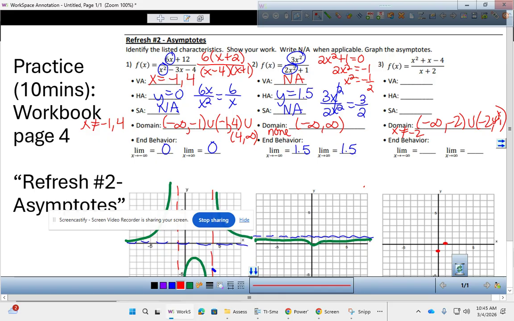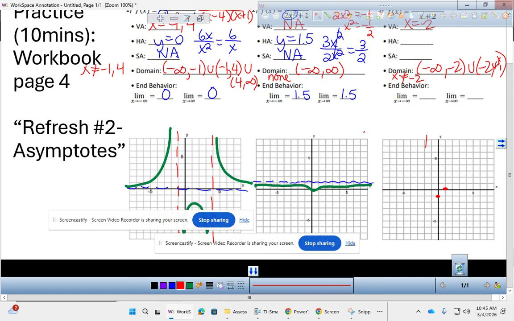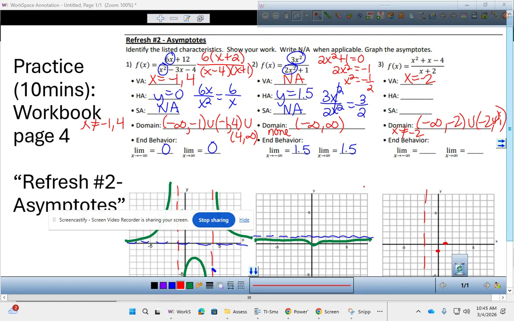Domain and vertical asymptotes are the same. A restriction is a vertical asymptote. So there's a vertical asymptote here at -2. Here's what that looks like. When you go to do the horizontal asymptote here, x squared over x, one of the x's up top cancels and the x on the bottom cancels. And when you're left with just x, we call that a slant. So this does not have a horizontal asymptote, it has a slant.